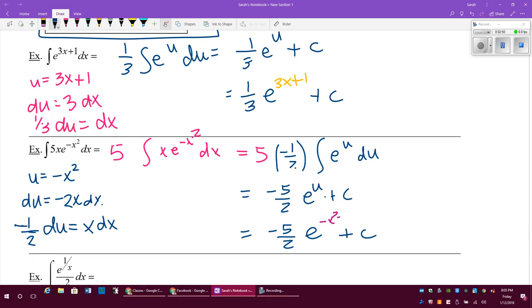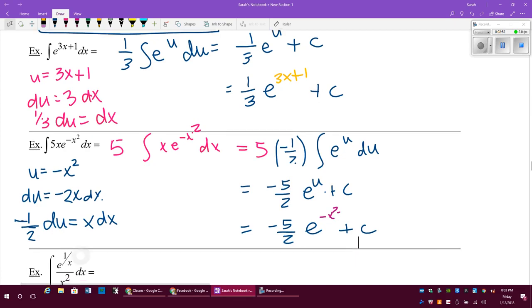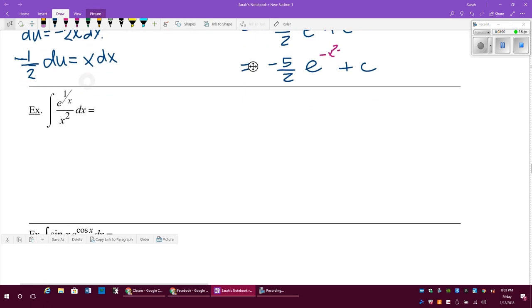So hopefully you did okay on that one. I do want to do a little bit trickier example with you, because I think this next one is not at all as obvious as maybe the previous ones before it. So in this next example, I think that x squared on the bottom can be really, really deceiving. But remember, the goal here is to kind of discover what's your u and what's your du.